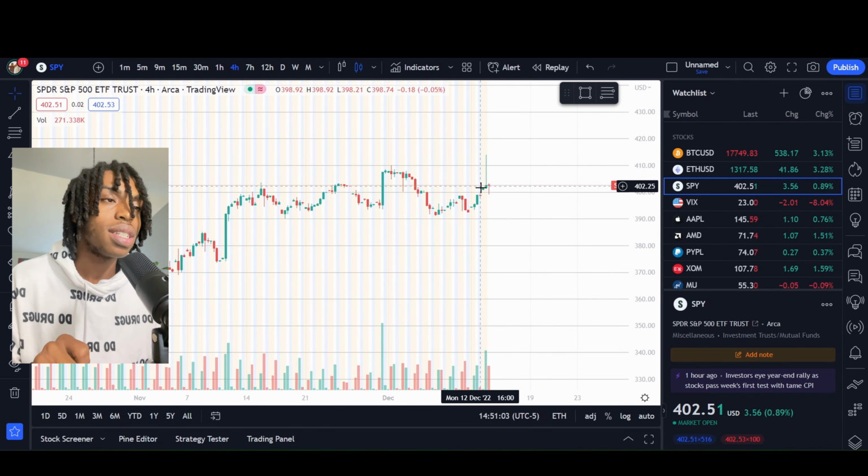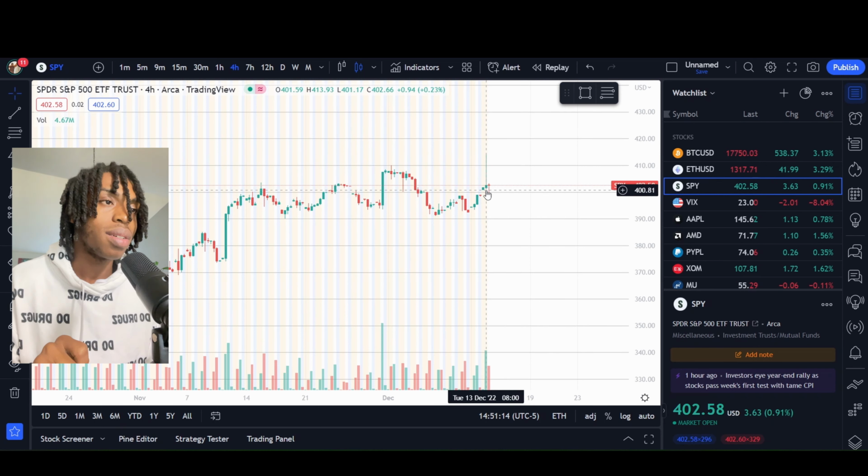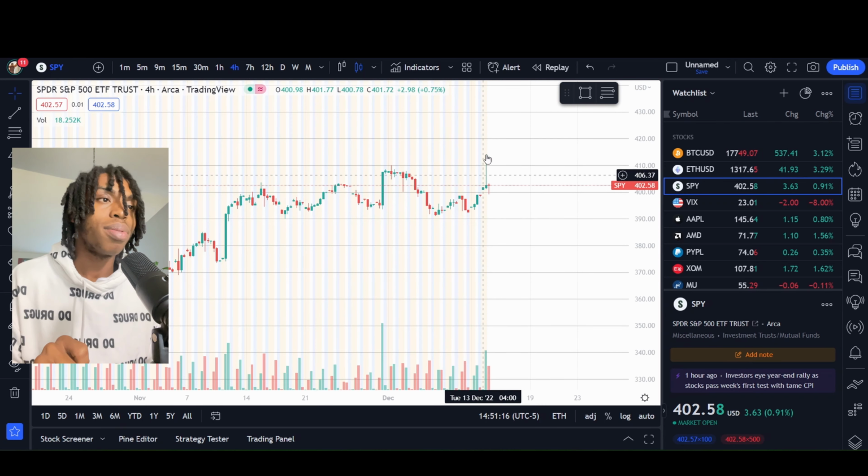As y'all can see, this is the 4 hour candlestick. This is the 8 o'clock. At 8 o'clock, it was all the way up here, and then by 12, it was all the way back down here. And this is still forming. It looks pretty bearish right now.